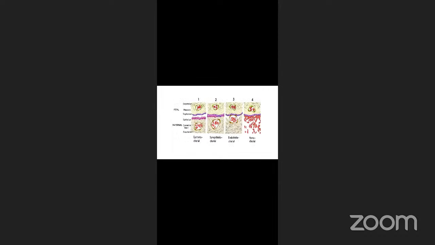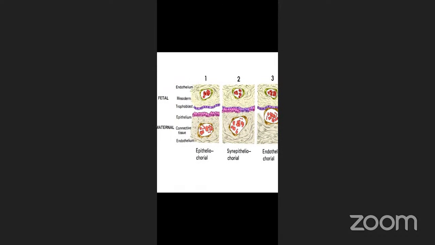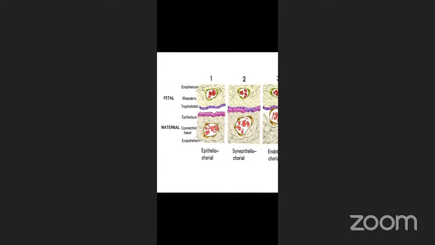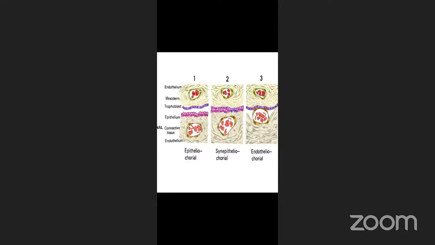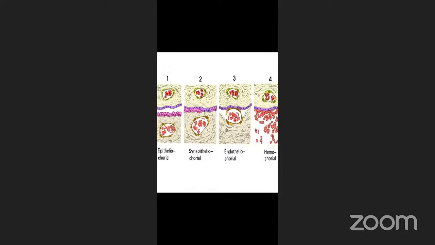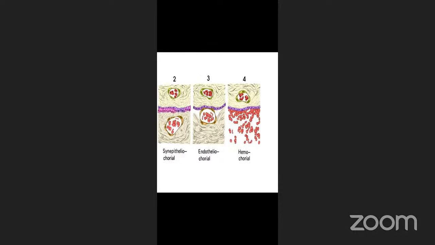So this is how they look. First is the endothelium, mesoderm and trophoblast, and below is epithelium, connective tissue and the endothelium of the mother. The above one is from the fetus. In the epitheliochorial, all 6 membranes are participating. In the syndesmochorial, you can see only 5. The middle ones are fused. Then in the endotheliochorial, you can see only 4. In the hemochorial, you can see only 3. This is how it looks. This is the original one, like another type of description.